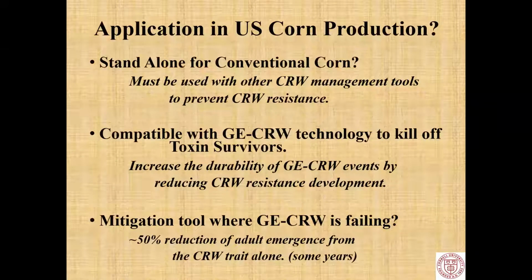So where does it fit in New York corn or in US corn production? Standalone is not an option. It has to be used. The pressure of rootworm is so much higher. So the recommendation is to deploy nematodes with your BTs. It increases the durability of your BTs, and we see about a 50% reduction in adult emergence.